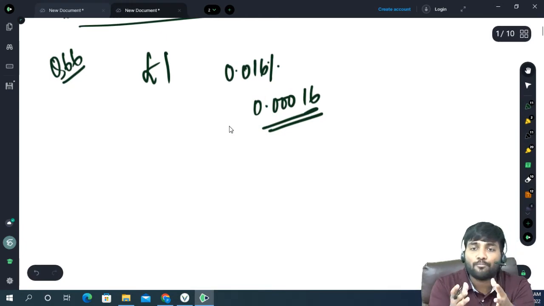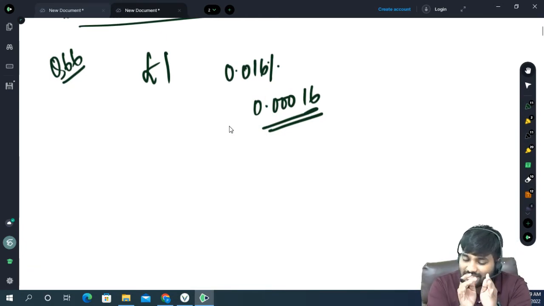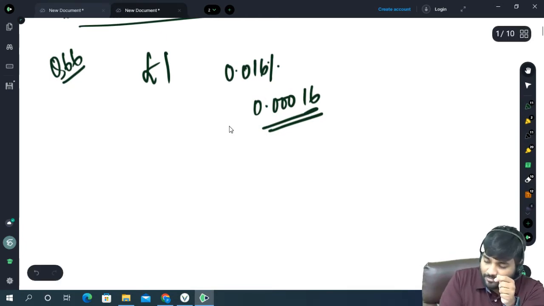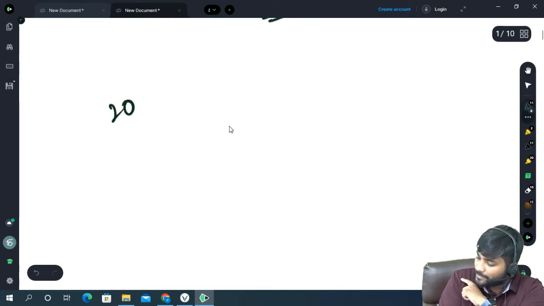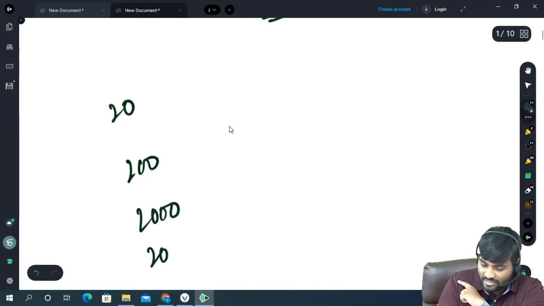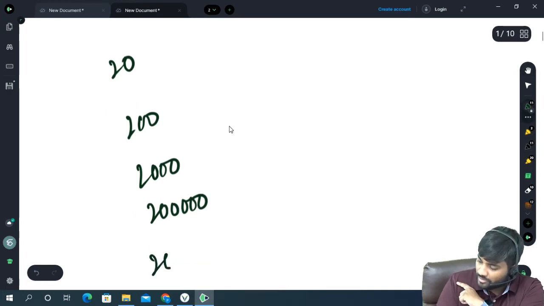Now we need to pull back the cash flow. What is the cash flow? Let's start with 20. Then it is 200. Then it is 2000. Then it is 2 lakh. And then it is what? Tell me. 20 lakh.